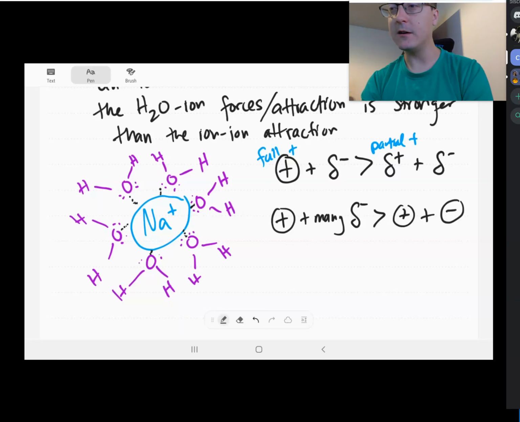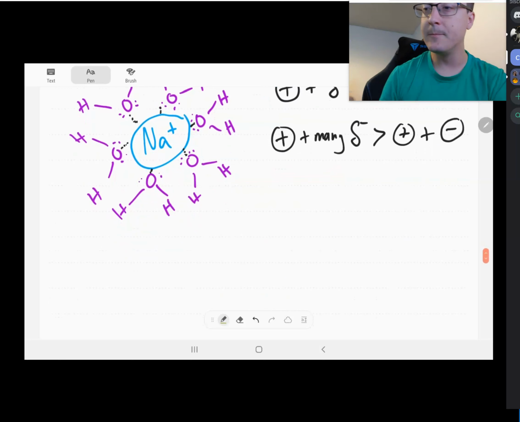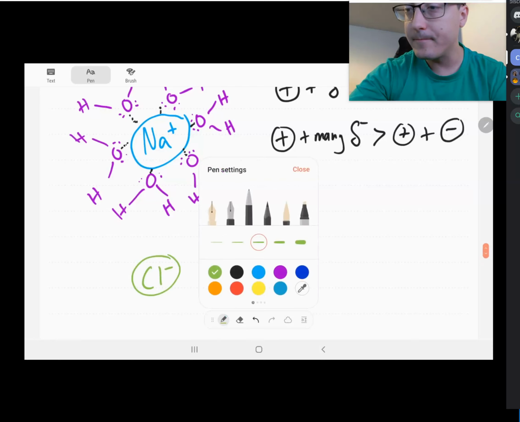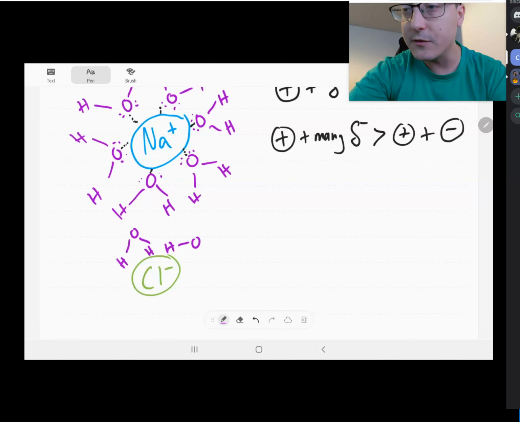Okay, so this same thing is going to happen for negative ions, just in the reverse. So instead of the oxygens being around our chloride, we're going to have the hydrogens, right? The hydrogens are the positive side. So here's our chloride. And time to draw a cajillion. You know what, I'm just going to draw 4 this time because forget it. I don't want to draw that many. But you get the idea.